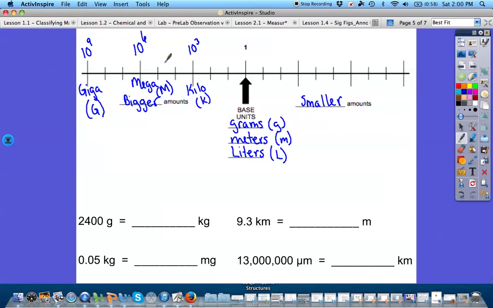On our smaller units, if we go over 3 places, we have 10 to the negative third, and that is milli. And the symbol for this is a lowercase m. So notice meters is a lowercase m and milli is a lowercase m. So if you just have one lowercase m, it is referring to meters. If you have 2 lowercase m's, it's going to be millimeters. If you have mg, this is milligrams. If you have ml, it is milliliters.